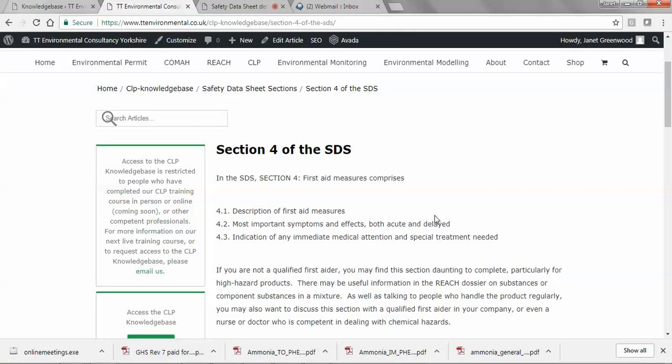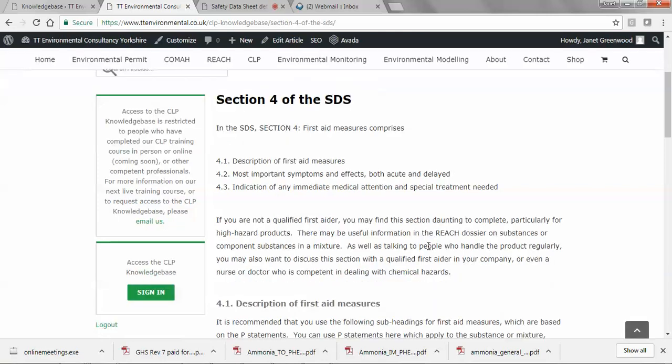The description of first aid measures is the first subsection. Then it's the most important symptoms and effects, acute and delayed. And then thirdly, you've got indication of any immediate medical attention and special treatment needed. There is more specific detail in here than under old SDSs. And the idea is that somebody who is a first aider can come straight to this section and understand what they have to do in an emergency.